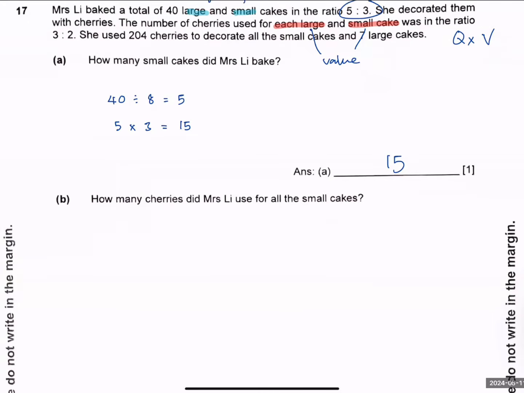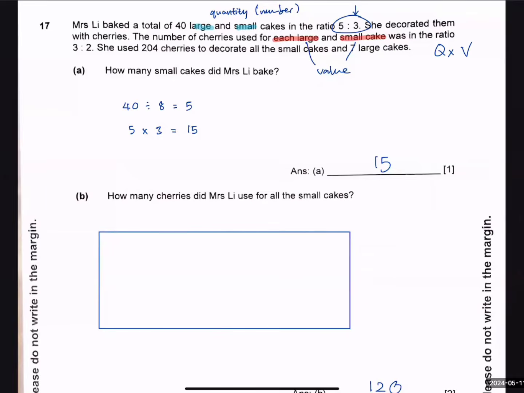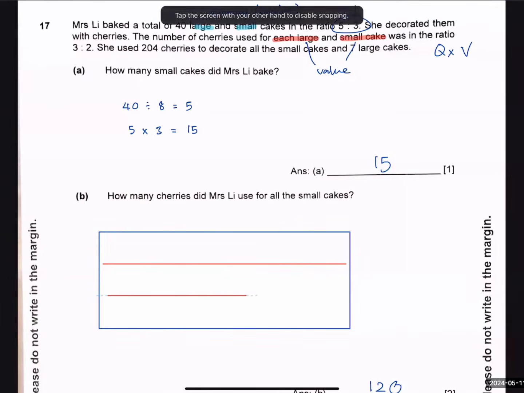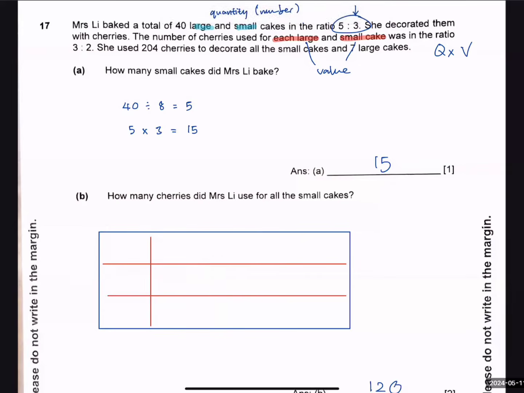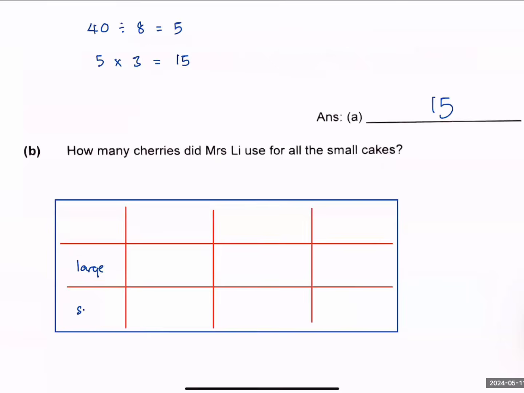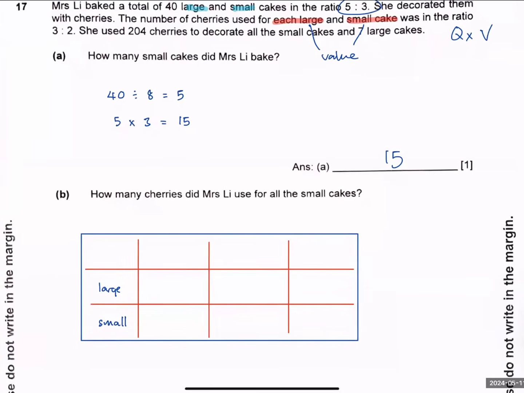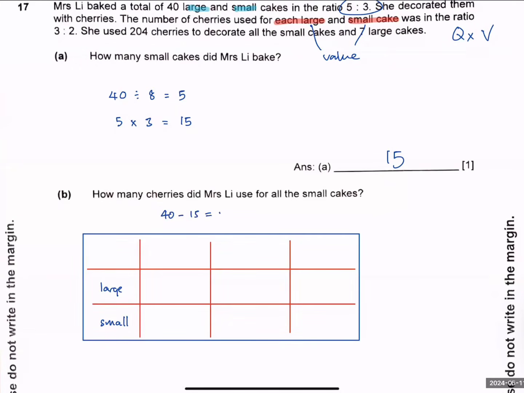Now, part B and C is the one. If you can recognize that it's quantity times value, it's very straightforward. It's just that in this particular case, you have your small and your large cakes. You know the number of small and large cakes. So if you have 15 small cakes, 40 minus 15 will give you 25 large cakes. So your large cakes in terms of the number is 25 and your small is 15.